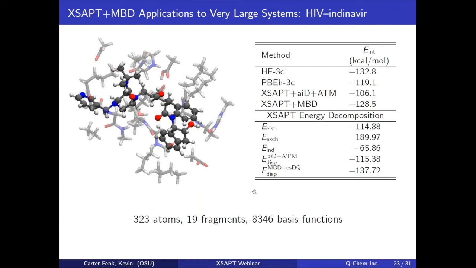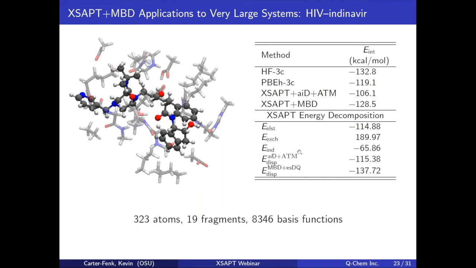And one very interesting thing that this reveals, in fact, with the energy decomposition is that though this system is still bound with the electrostatics and exchange and induction terms, the dispersion is most definitely non-negligible here at minus 137 kcal per mole. And there are no obvious pi stacking moieties here.